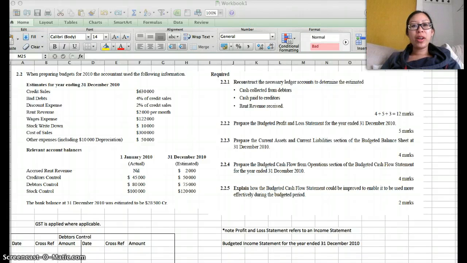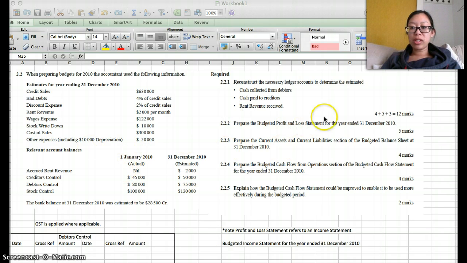Hi, today we're going to look at budgeting. In front of us we have the 2009 VCAA exam, and I'm going to do an example with you. Just keeping in mind 2009, they didn't do GST in budgeting, but our current study design does, so we're going to add GST where it's applicable.